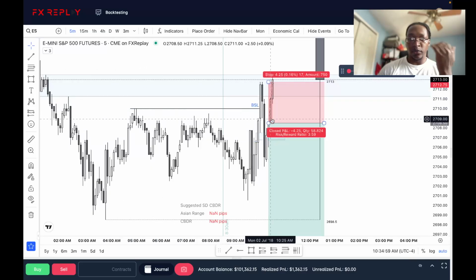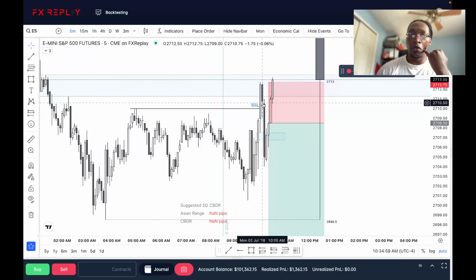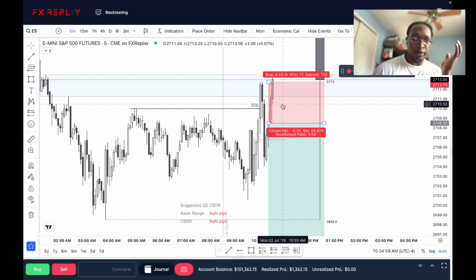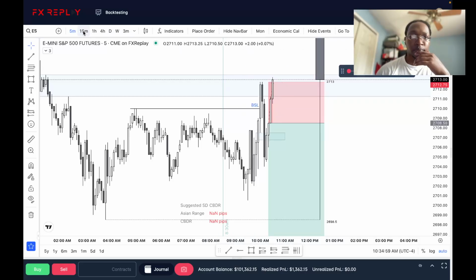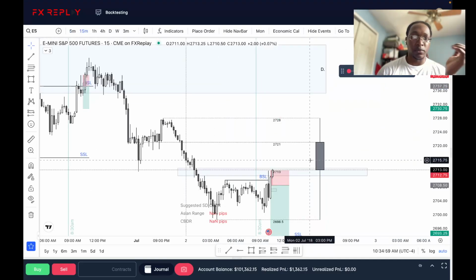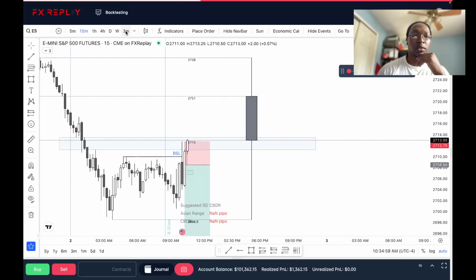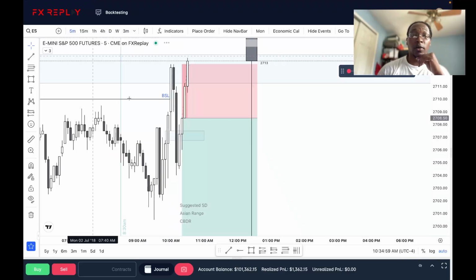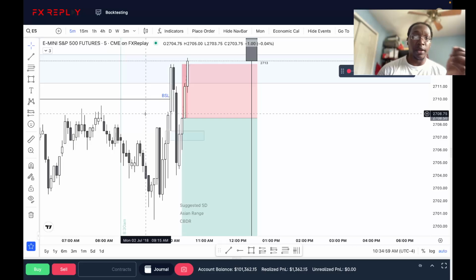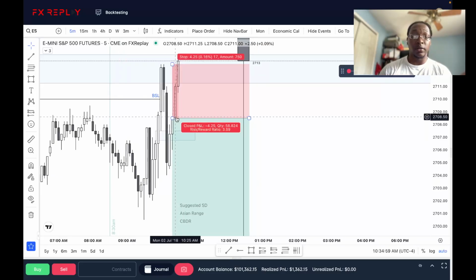I had put my risk at a certain point to where it wouldn't affect me, but it does still affect me, because it's like, yo, this made sense initially. Were all my entry protocol components there on this 5 minute chart? No.